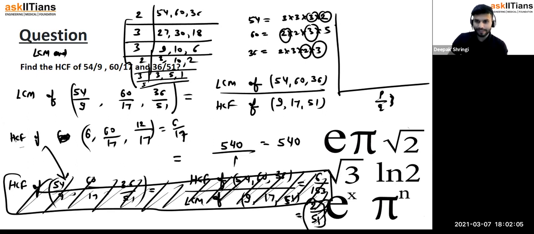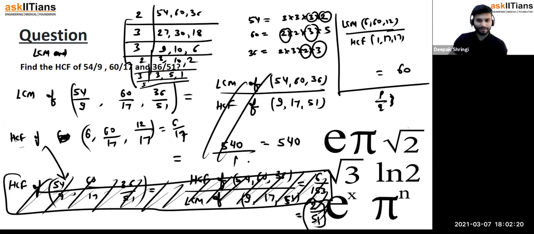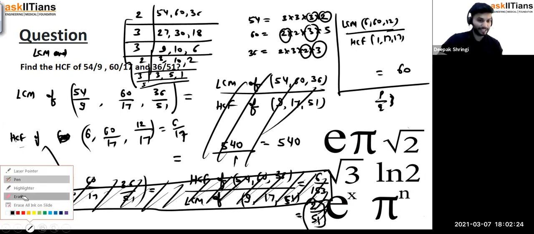So we have to find the LCM of the three fractions, so we'll find the LCM of 6, 60 and 12, and then we'll find the HCF of 1, 17 and 17. The HCF came out as 1, and the LCM, the least common multiple, how much will it be? 60, only and only 60, right? The answer comes out as 514, what does that mean? Are you getting? That's interesting. It's really interesting, and I didn't expect that interesting thing over here.